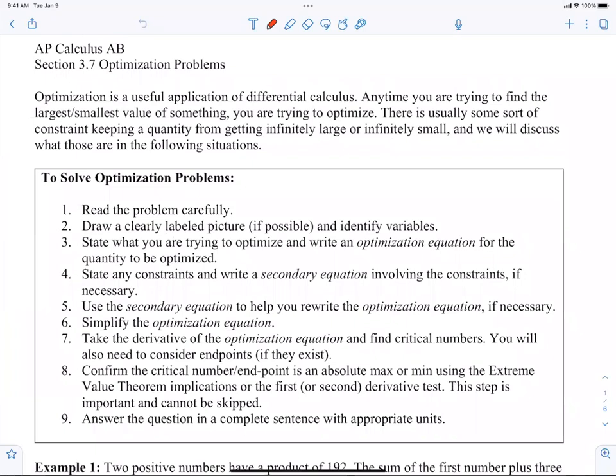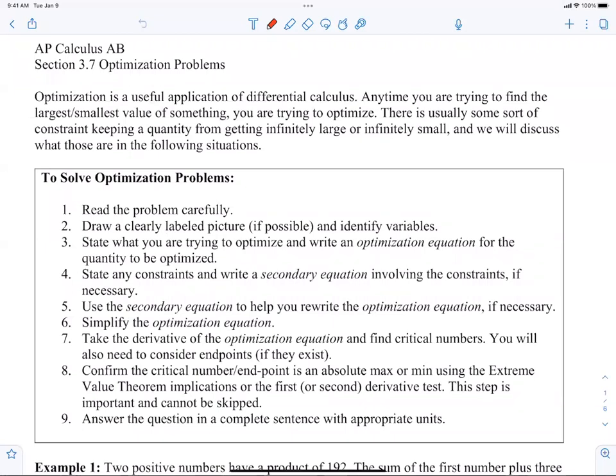So, optimization. We're not doing any new math. We're basically taking all the calculus that we've been using, kind of like in 3.6, the curve sketching. We're taking all of that, everything we've just done, and we're applying it to simple word problem, real life situations. So optimization is a useful application of differential calculus. All that means is it's an application of derivatives, right? We've been studying derivatives. This is a type of application of derivative.